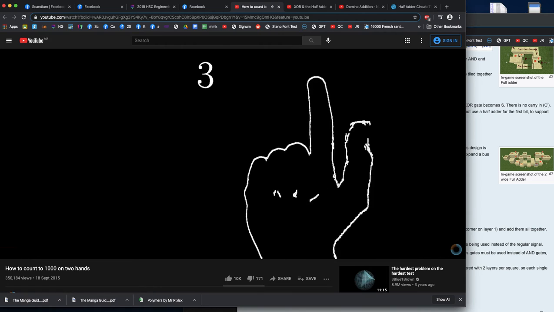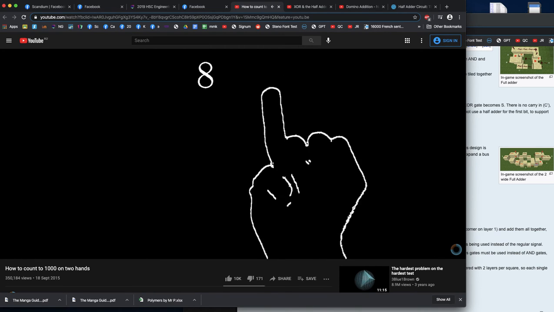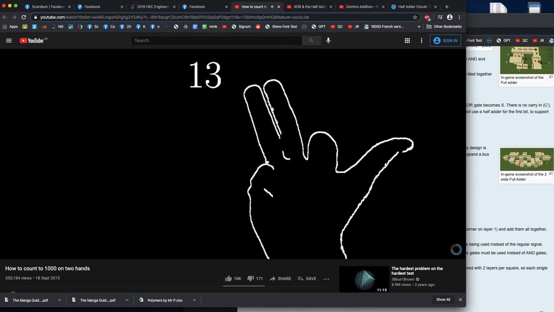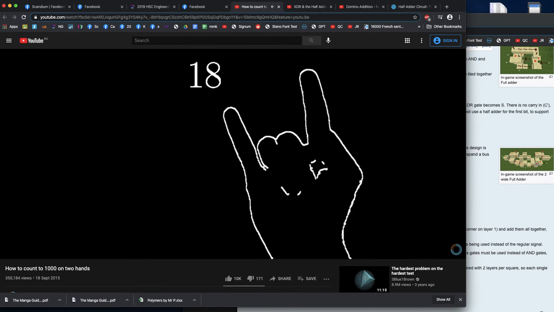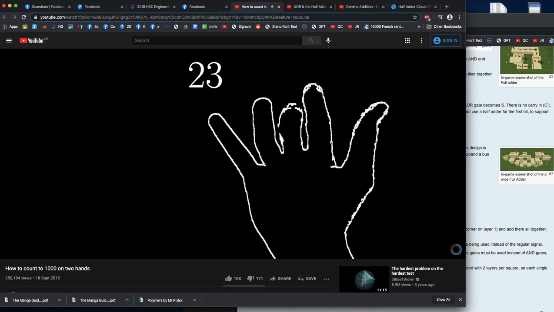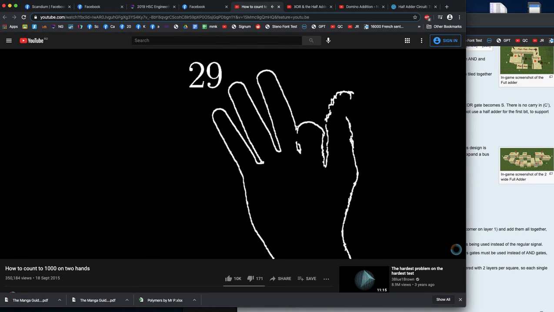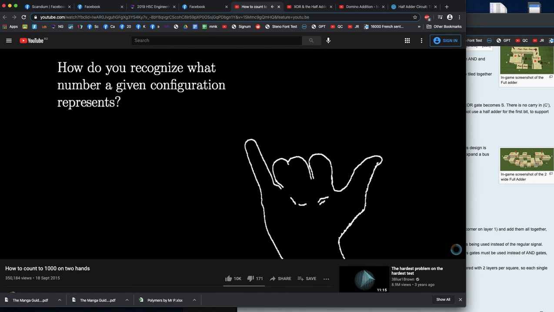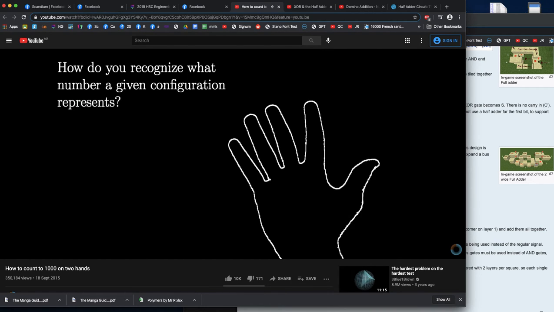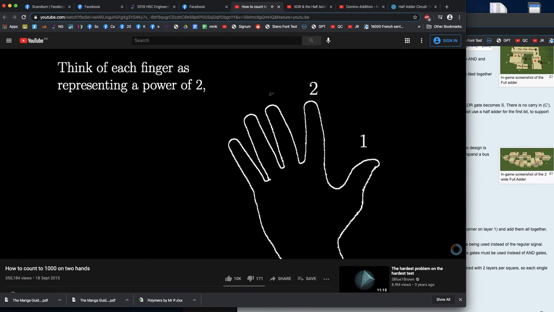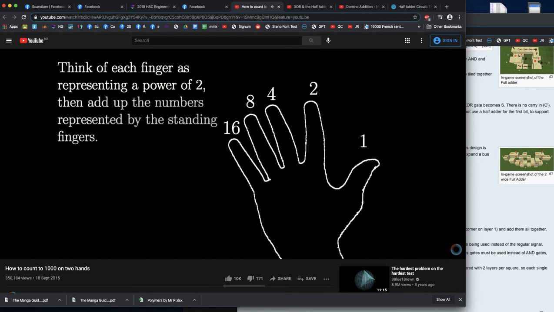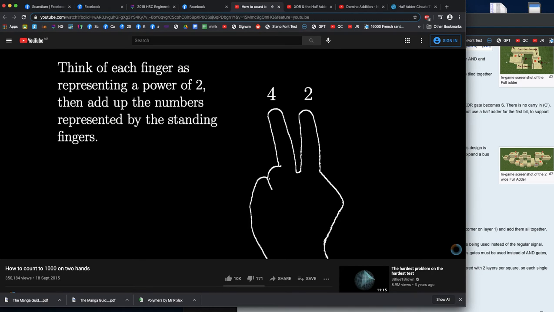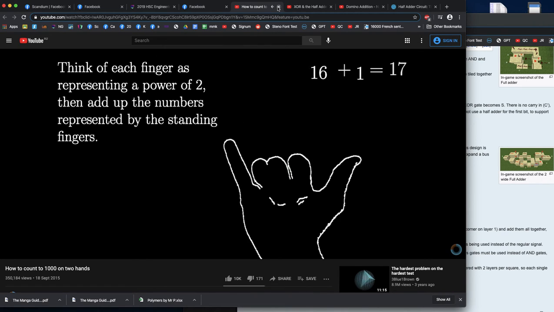I'm not going to watch this guy count on his fingers up to 1,000, but you can see how he can represent numbers using binary. 31 on one hand. So in 2 hands, you can count up to 2 to the power of 10, which is 1024. Anyway, if you're not quite sure how binary works, this video will help explain things.